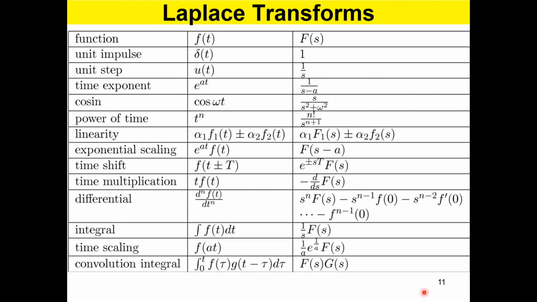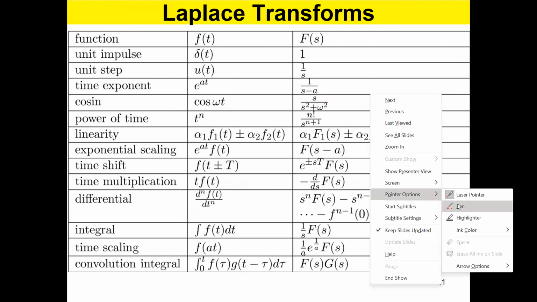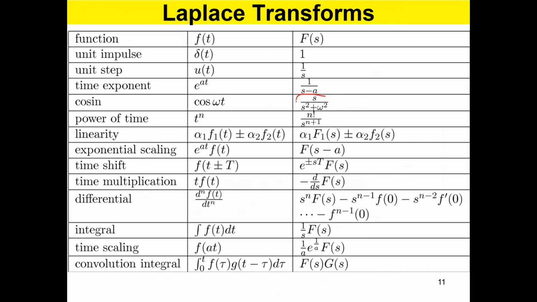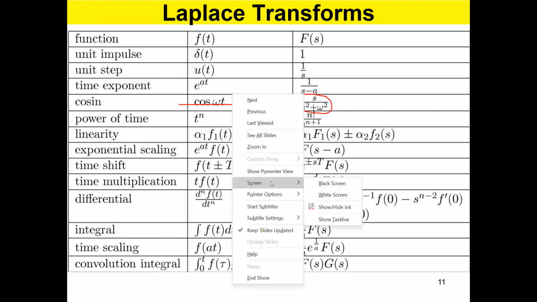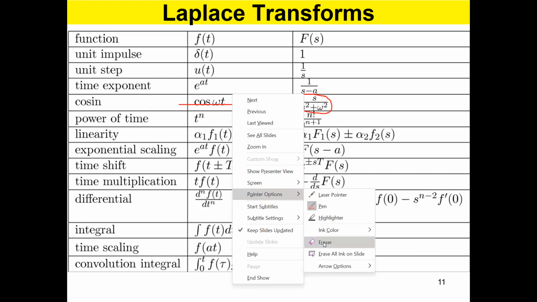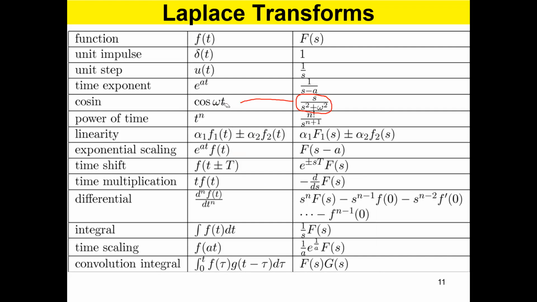All right, so this is the table and you can see it over here. S over S squared plus omega squared, and the inverse of that is cosine omega t. But this is not exactly what we have. What we have is S plus sigma in place of S.